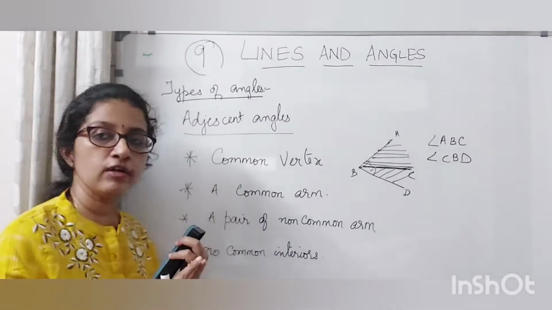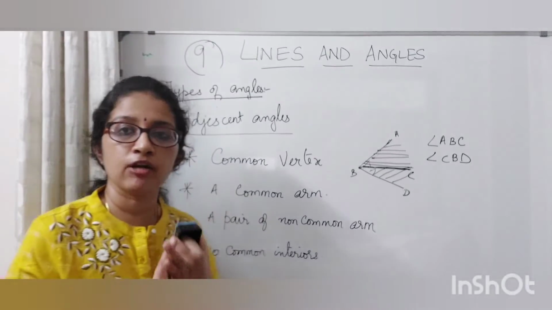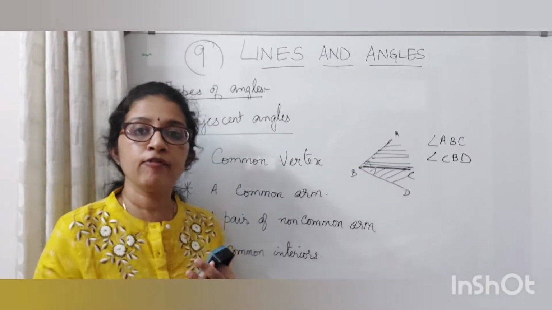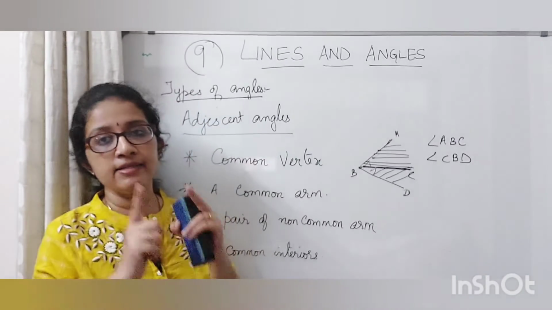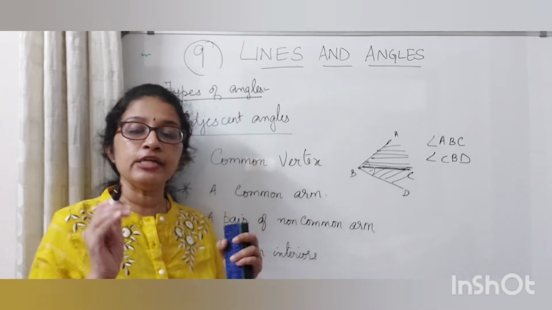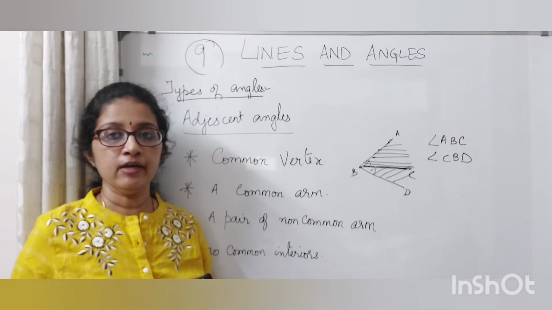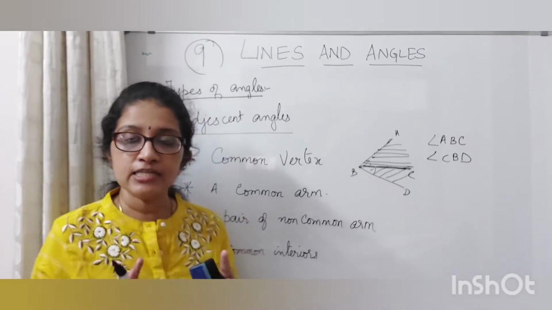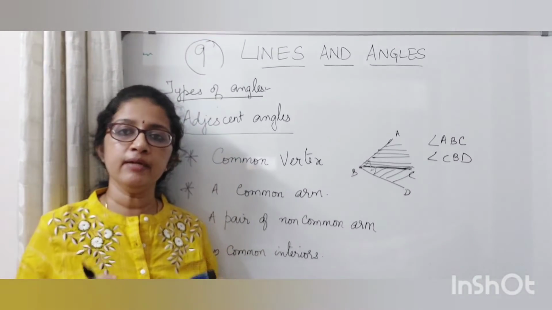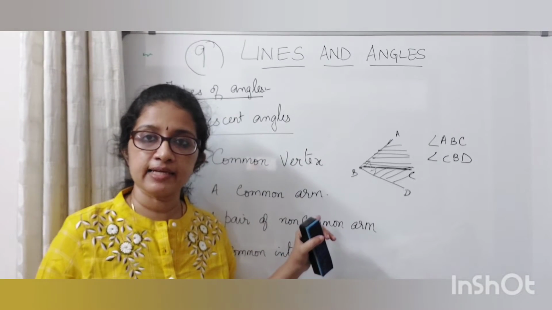So the first rule is that they should have a common vertex. The second rule is that they should have a common arm, and the third rule is that they should have a pair of non-common arms on either side of the common arm. And the fourth rule is that they should have no common interior points. So if two angles satisfy all these four conditions, the two angles are said to be adjacent angles. So clear with what is an adjacent angle?